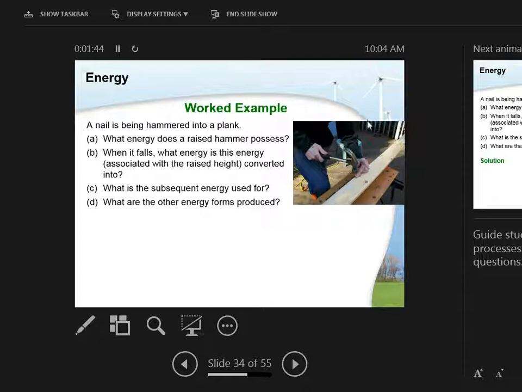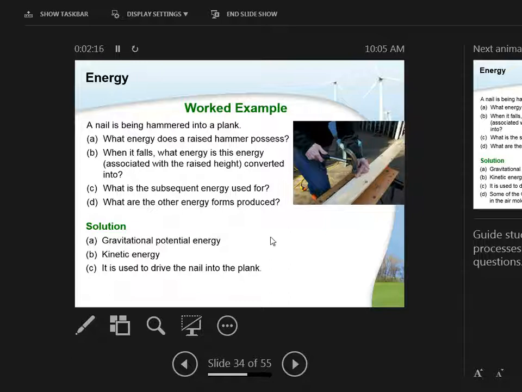Okay, so now we have a nail being hammered into a plank. When you raise the hammer, what kind of energy are you giving it? GPE, because you're raising it up, so it has the potential energy to do work. So that's part A. Part B, when it falls, when you drop it, this energy is converted into kinetic energy. Then what is this energy used for? Drive the nail into the plank. All logical common sense. What other energy forms are produced? Okay, sound. What else? Heat. Where's the heat from?